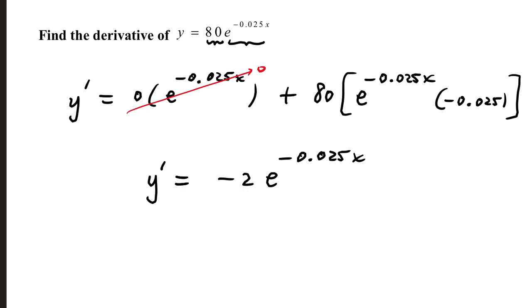This part up here, when we took the derivative of 80 and we got 0 because it's a constant, no matter what it's multiplied by, we're going to get 0 for our result. And so that's why I just drew a red arrow with a 0, because that first term is just going to disappear. 80 times our negative 0.025 gives us negative 2, and then we bring our e term down next to it, and that's our derivative.